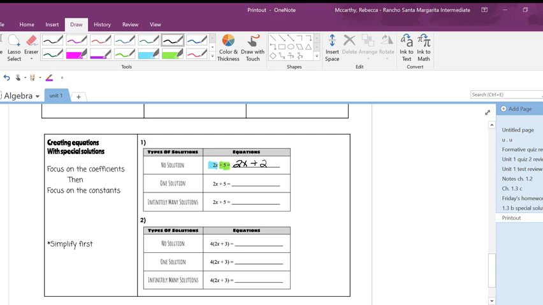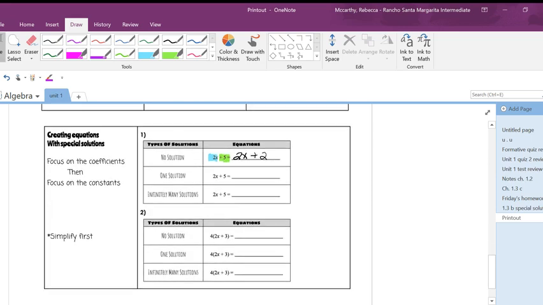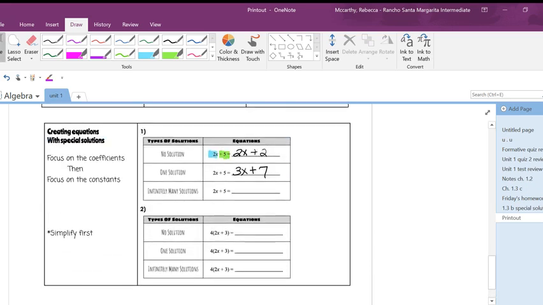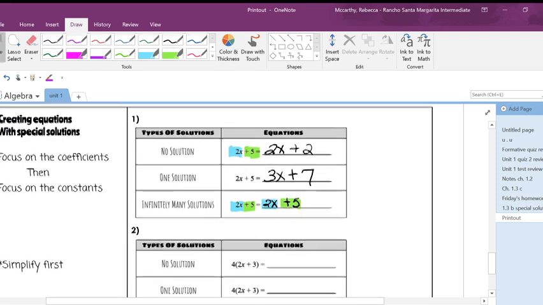One solution, well, looking at my graphic organizer, my coefficients have to be different. So I'm going to write 3x plus 2. Do 7. All right. Infinitely many solutions. It says my coefficients are the same and my constants are the same. So I have 2x plus 5 because my coefficients are the same and my constants are the same. Okay, that's what we're looking at.